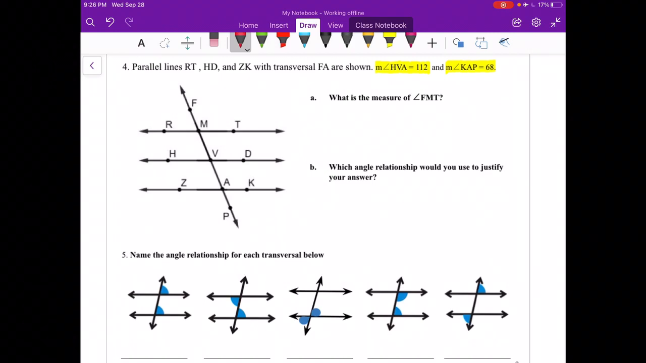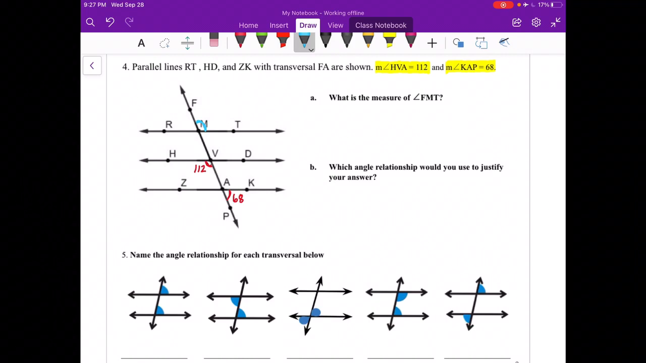Angle HVA is this angle right here, and we know that it is 112 degrees. Angle KAP is this angle right here, and we know that it is 68 degrees. What we want to do now is find the measure of angle FMT, which is this angle up here in the upper right-hand corner.